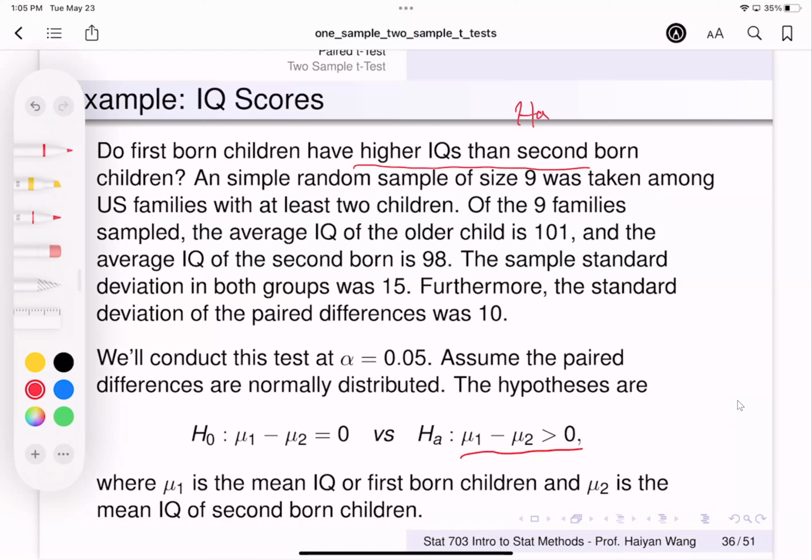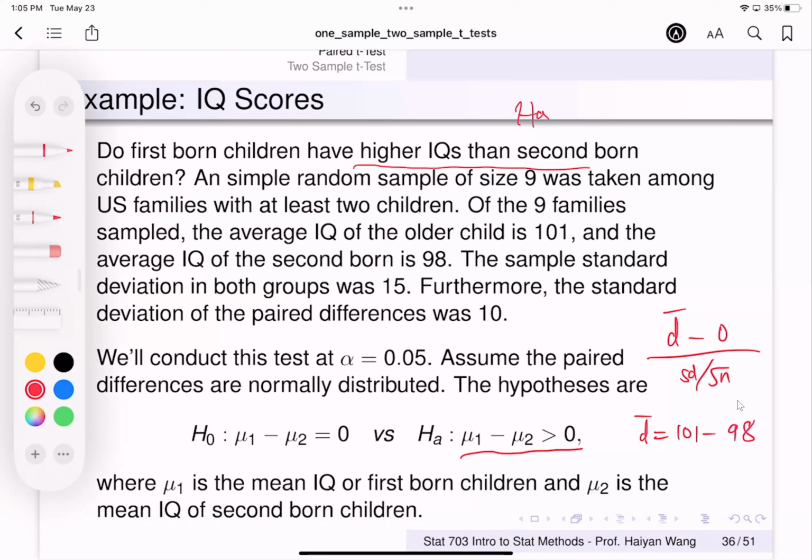And now consider the test statistic. We use the d bar minus the value under the null, which is 0, and we need the SD divided by square root of n. In this case, what is the SD? What is n? The d bar is equal to the difference from the average. So it's 101 minus the 98. That's the d bar.